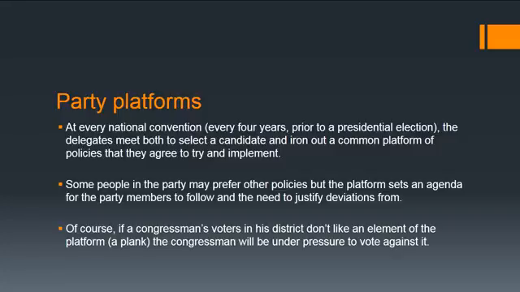Now, it's true that if a congressman's voters in his or her district don't like some element of the party platform, sometimes called a plank of the platform, the congressman is going to be under pressure to vote against it and might well vote against it anyway. But the fact that there is a platform already provides a kind of focal point, a kind of point on which candidates are going to merge, rather than having to come up with their own ideas, which might be very different from one another, and then reconciling those ideas in Congress.